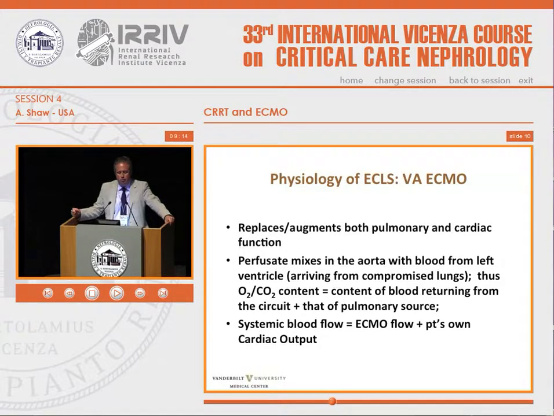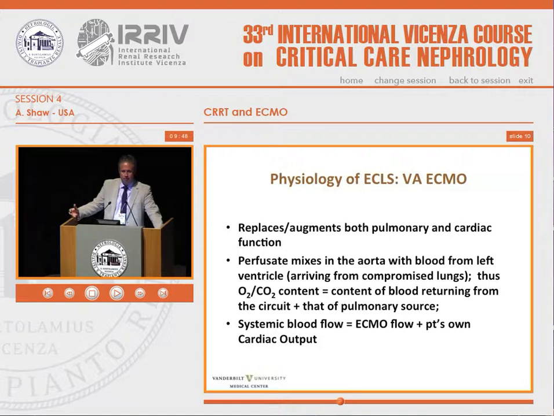So we can replace or augment both pulmonary and cardiac function, and as I just said, typically the perfusate mixes in the aorta with blood from the left ventricle, which is arriving from compromised lungs, and so the oxygen and carbon dioxide content is a mixture of that of the blood coming from the lungs and also from the circuit. And so one of the ways you can measure return of pulmonary function is by the improvement in gas exchange, manifesting as changing blood gases while you don't change the circuit components.